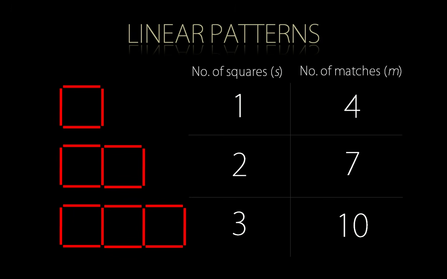We'll notice the left-hand column is the number of squares in each diagram, and the right-hand column is the number of matches. So for one square there's 4 matches, 2 squares 7 matches, 3 squares 10 matches. Now to find out how many are in the next one, you could just draw it, which is fine, using a diagram, and then count it up.